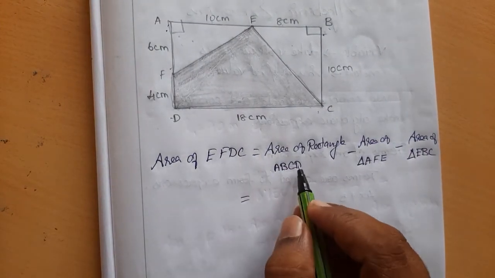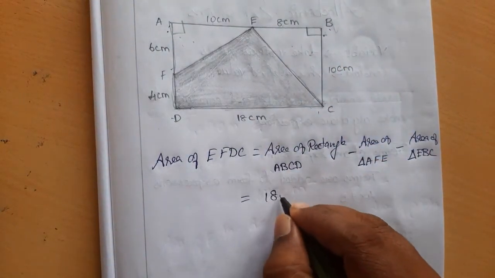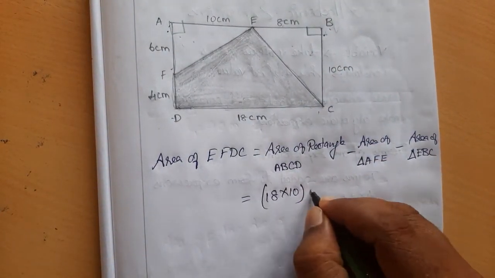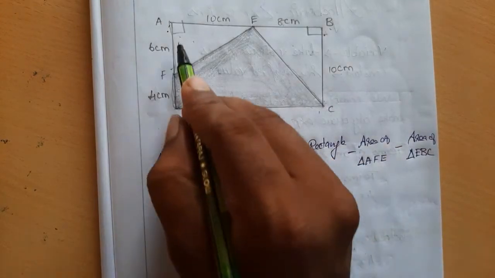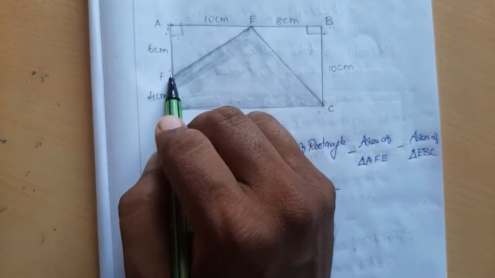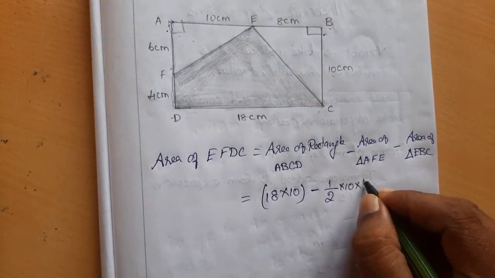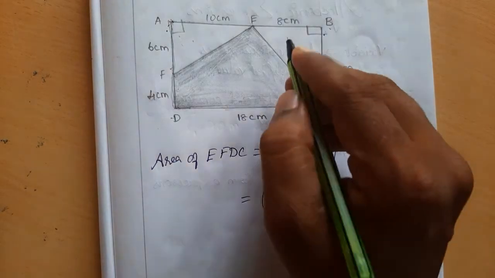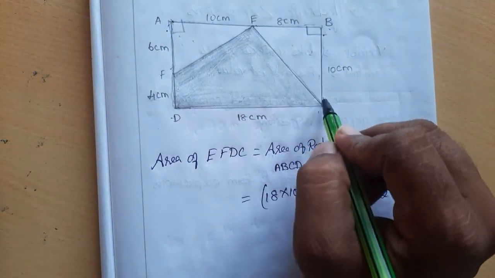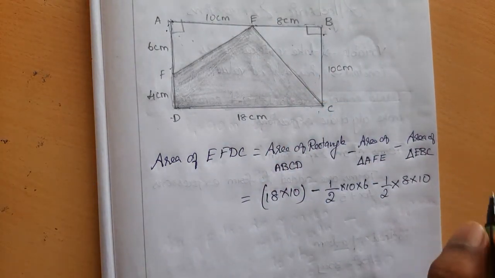So we know the rectangle area is length into breadth. The length is 18 and breadth is 10. So 18 into 10, minus area of triangle, half into base into height. Let me consider this as the base, then this will be the height, perpendicular, right? So half into 10 into 6, minus again half into, in this triangle this is the base, let me consider, and this will be the height. So half into 8 into 10.